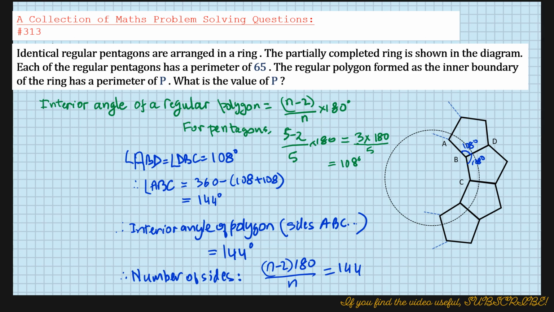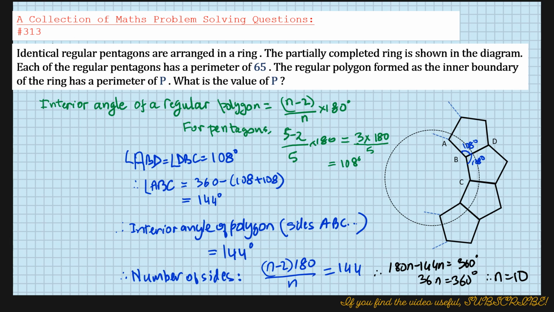So the interior angle of the polygon with sides ABC is 144 degrees, and to find the number of sides, we apply the formula. We get n minus 2 times 180 degrees divided by n equals 144. So we get 180n minus 144n would equal 360, and that gives us n equals 10 sides.